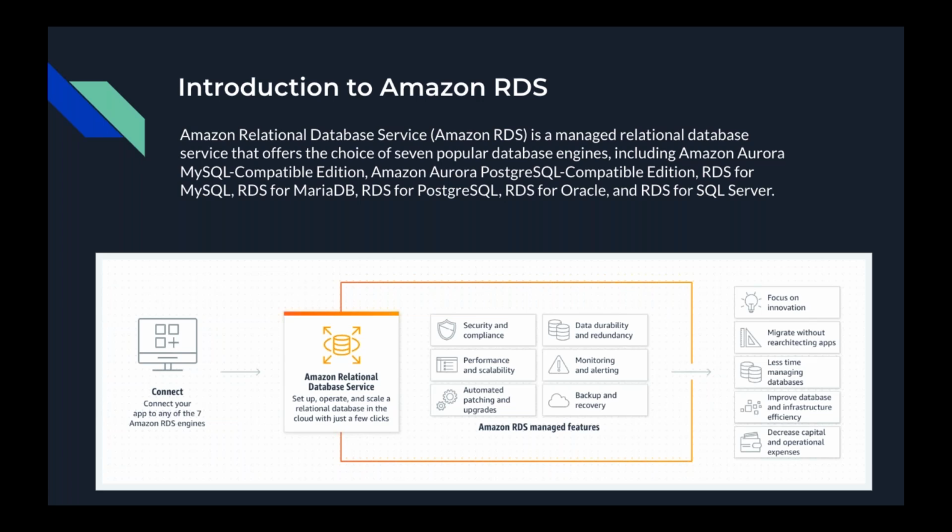Amazon RDS, the Relational Database Service, is a completely managed relational database service that offers the choice of all the 7 popular database engines that we have. This includes MySQL compatible edition, Postgres, RDS for MySQL, RDS for MariaDB, Oracle, and SQL Server. This means that the code, applications, and tools that you already use today in your existing databases can be used with Amazon RDS. For example, if you have an application running already with an on-prem database, you can easily migrate it to Amazon RDS with whichever engine you have in use, because RDS is compatible with all the 7 famous engines that we have in the market.